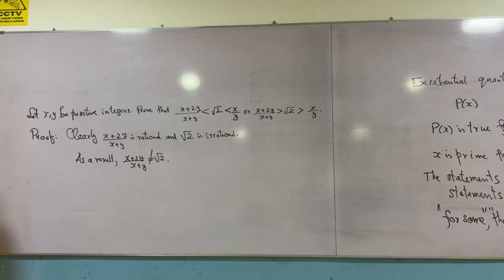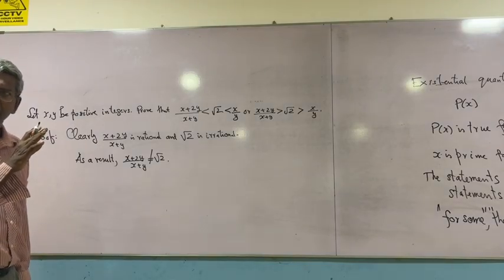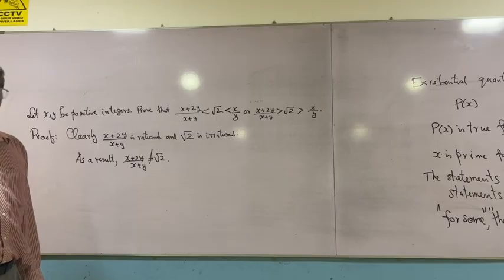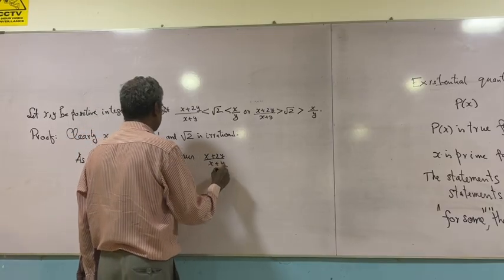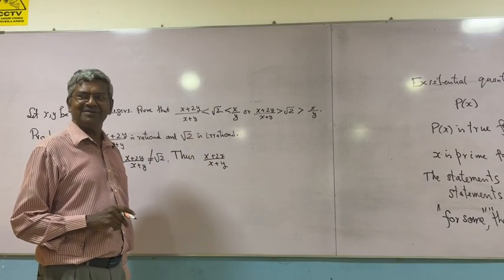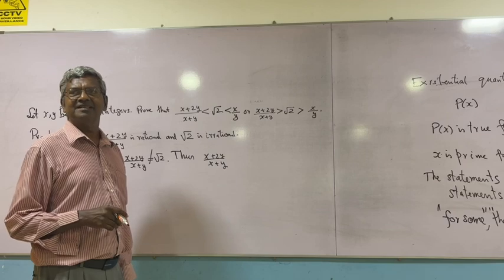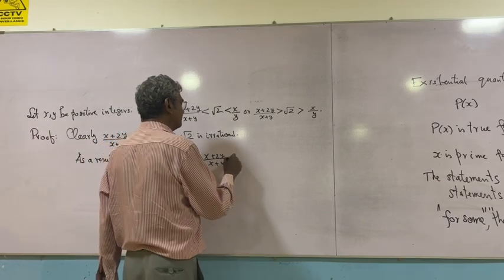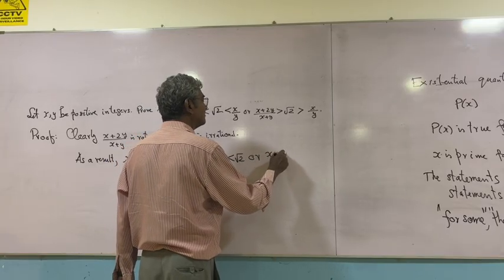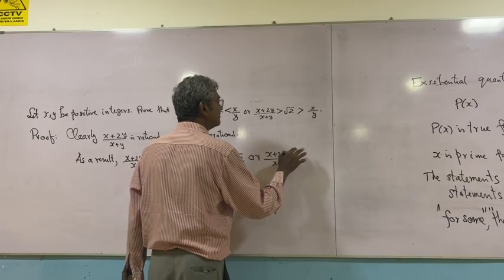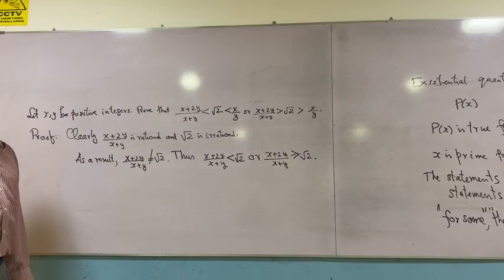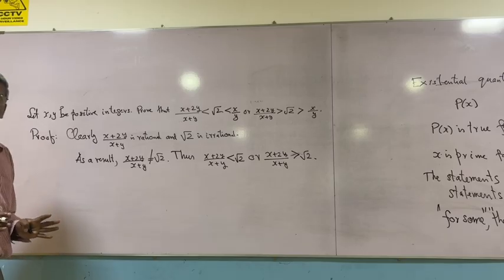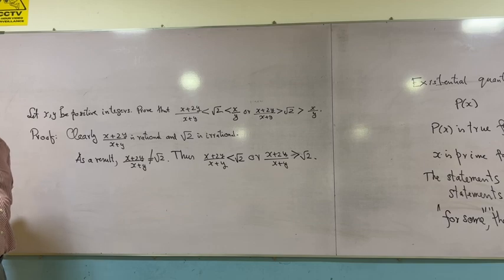Then we know something. What do we know? Thus, x plus 2y over x plus y will be either greater than or less than root 2. So you have to speak geometry. Otherwise, coming to class will not help. It is greater than root 2 or x plus 2y over x plus y is less than root 2. These are the only things. Other than that, nothing we can write, no? There is nothing.